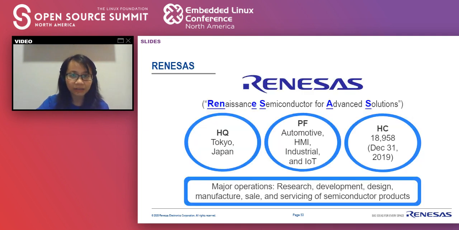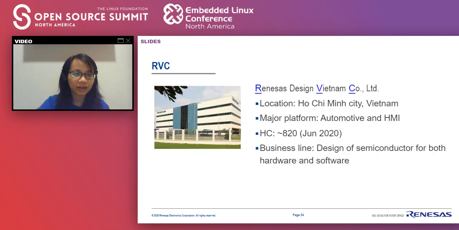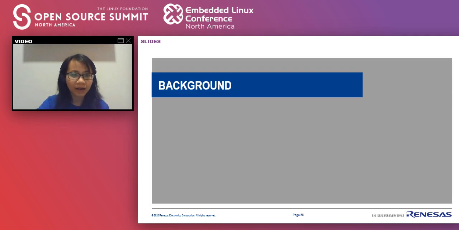About Renesas. Renesas is a short form for Renesas Semiconductor for Advanced Solutions. Our headquarters is in Tokyo, Japan. Our major platforms are automotive, HMI, industrial, and IoT. We have more than 18,000 fabs all over the world. Our major operations are research, development, design, manufacture, sales, and servicing of semiconductor products. Among all branches around the world, RDC, Renesas Design Vietnam, is one of them, located in Ho Chi Minh City, Vietnam. Our major platforms are automotive and HMI with more than 100 engineers. We work on the design of semiconductors for both hardware and software aspects. And next, the background information.